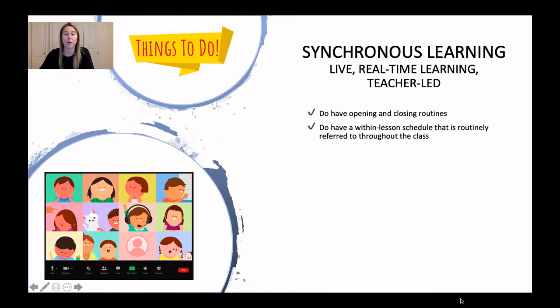We also want to have a within lesson schedule. So this is different from the daily or weekly visual schedule that you make available to your students. A within task schedule is a schedule for a given lesson or a given meeting, a breakdown of what's going to happen in that lesson or what's expected of the students.